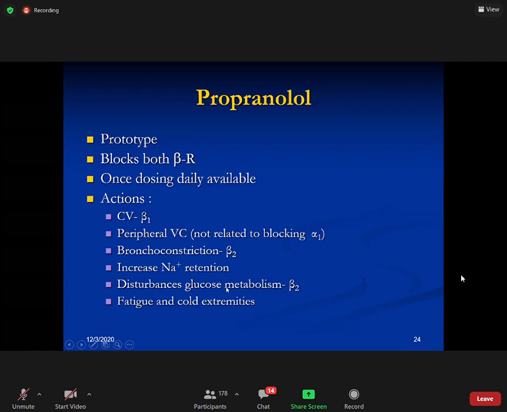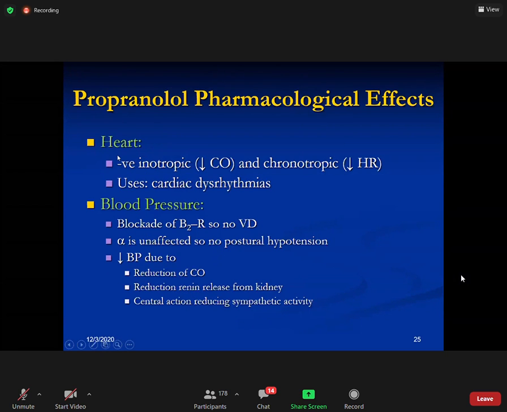Now, disturbance in glucose metabolism is very important. I'll explain why. Fatigue and cold extremities. These are their actions. Now, let's go with the heart. Before, what I was putting for cardiovascular action, I've changed. Please don't take my lecture because I have two changes. The heart, remember, negative inotropic, so decreasing cardiac output. Chronotropic, we are talking heart rate, so it could be used in any cardiac dysrhythmia.